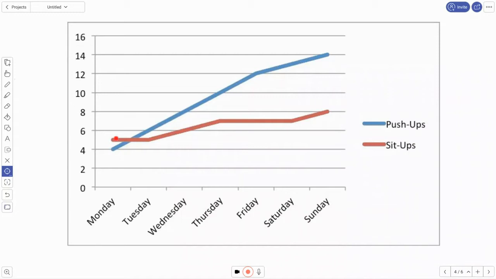So I can see with push-ups, they started with 4. Second day they did 6, then 8, then 10, then 12, then 11, then 14. So almost every day with push-ups, they went up. So I go to that day, I go up, I can kind of see where they are at. With sit-ups, you can see that they kind of stayed the same and they went up as well, but not as fast. So if I was on Monday, I can see Monday they did about 5 sit-ups. Tuesday, they did about 6 sit-ups. Friday, they did 7 sit-ups, and I know that by looking at the numbers on the side.